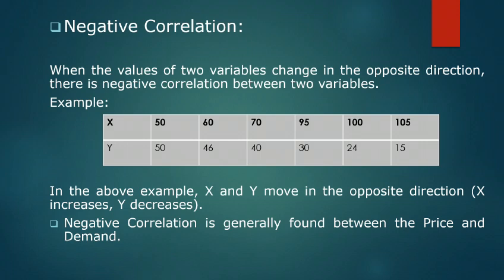Negative correlation. When the values of two variables change in the opposite direction, there is negative correlation between two variables. Example, here we can see one variable x is increasing and another variable y is decreasing with respect to its values. So that we can say x and y move in the opposite direction. Therefore, negative correlation exists. Negative correlation is generally found between the price and demand.